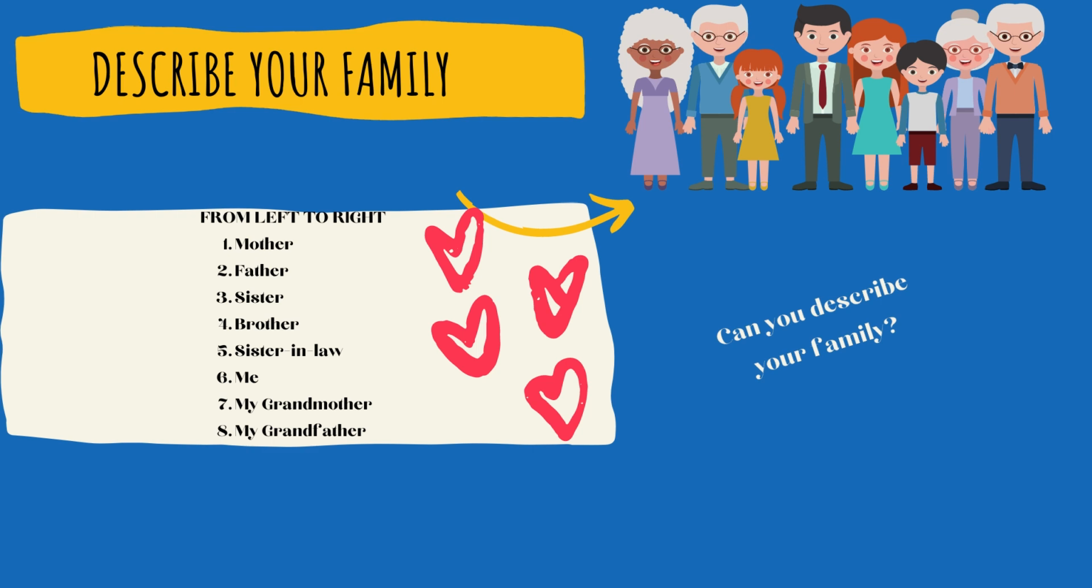Starting from left to right, mother, father, little sister, brother, sister-in-law or my brother's wife, me, my grandmother, and my grandfather. Now, can you describe your family? Take a moment and write down all the people who are in your family.